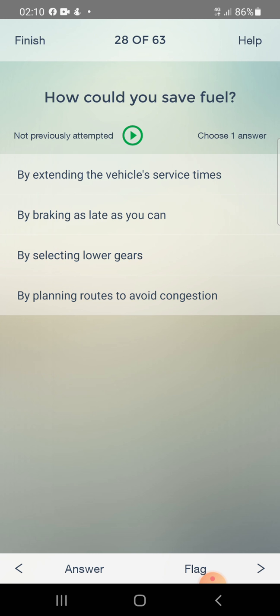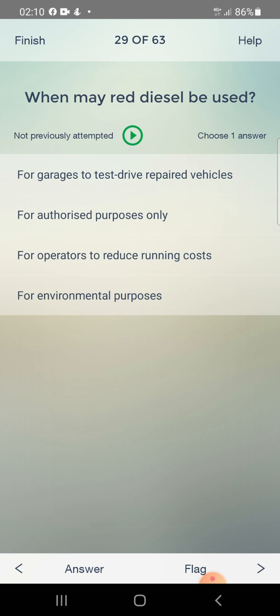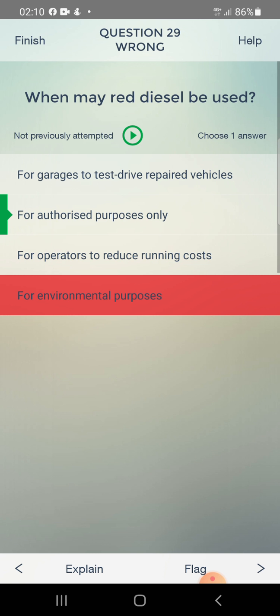Okay. How could you save fuel? By extending the vehicle's service time, by braking as late as you can, by selecting lower gears, by planning routes to avoid congestion. Yes. When may red diesel be used? For garages to test drive repair vehicles, for authorized purposes only, for operators to reduce running cost, for environmental purposes. Okay, wrong. For authorized purposes only.